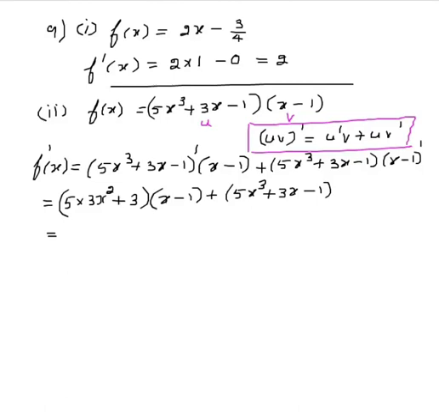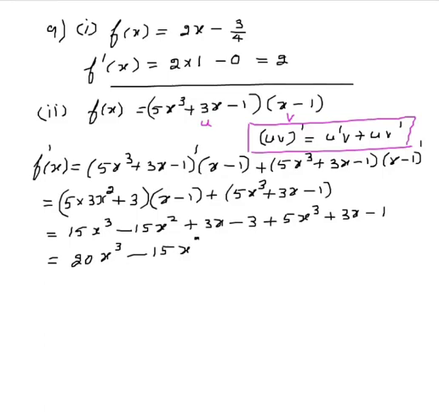Let us open the brackets. 15x square into x is x cube, minus 15x square plus 3x and minus 3. And the second bracket, 5x cube plus 3x minus 1. Let us add the like terms and write. We have 15x cube and 5x cube. Therefore, it becomes 20x cube. We have only one x square term, so minus 15x square. 3x plus 3x is 6x and minus 4.